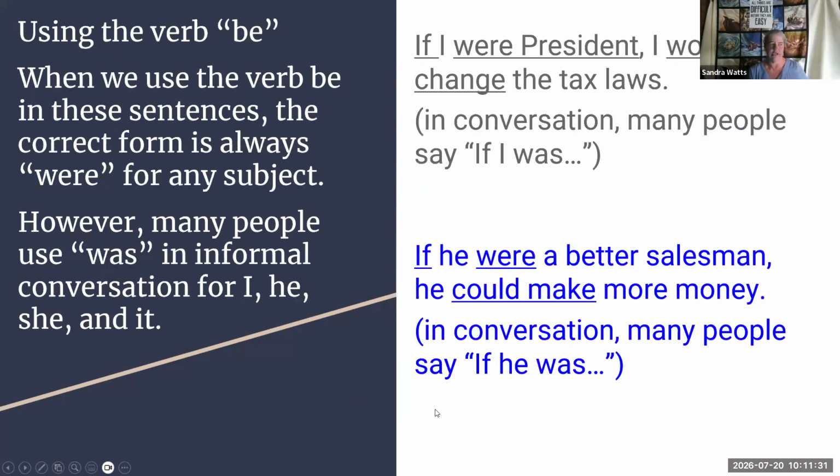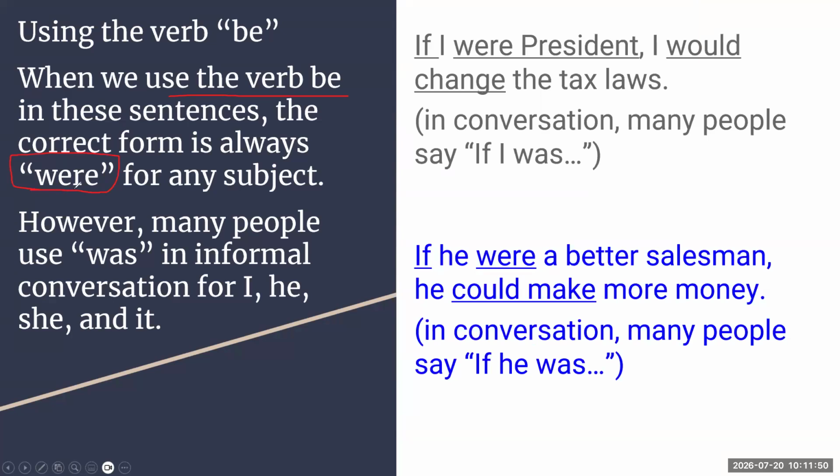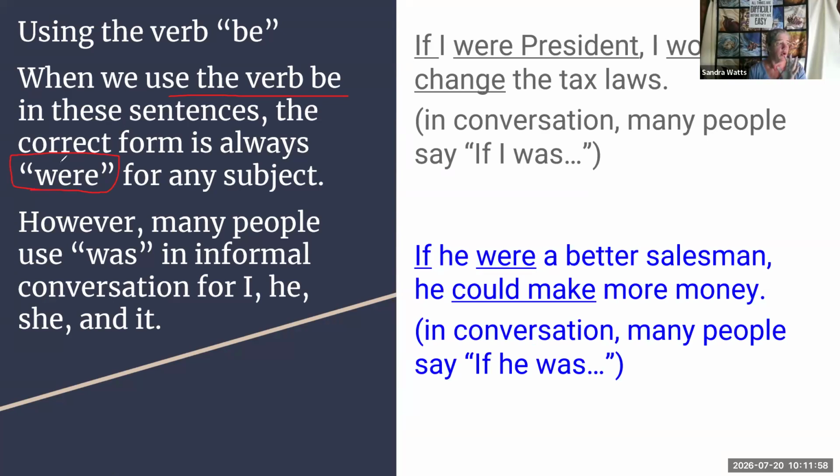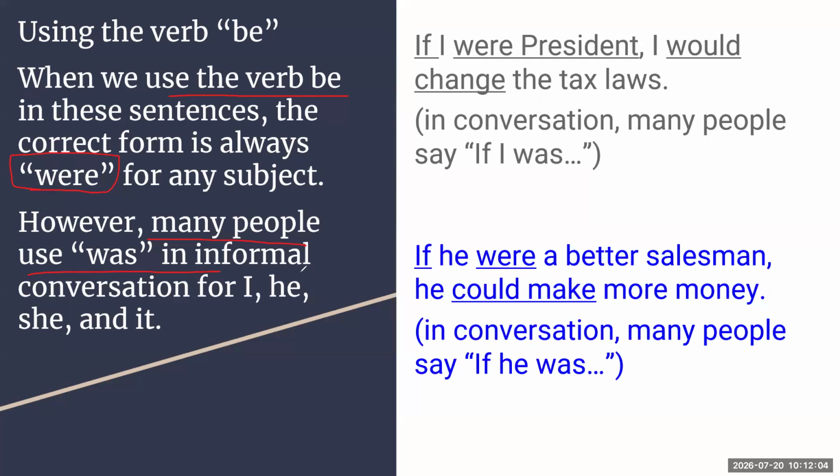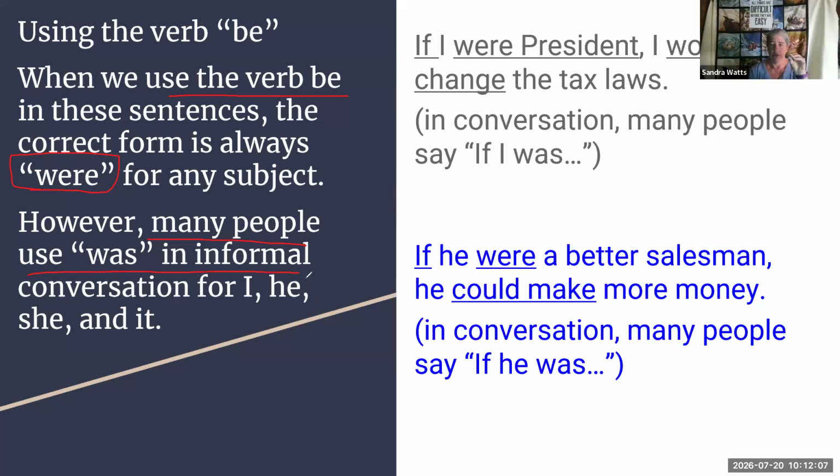Okay, so here's that slide I talked to you about, the verb be. When we use the verb be, we always use were. Were is the correct form. I know it sounds funny saying if I were, right? Because you learn I was. So I know it sounds a little weird. The correct form is were, but many people say was when you're just talking to somebody. So you're going to hear that a lot.